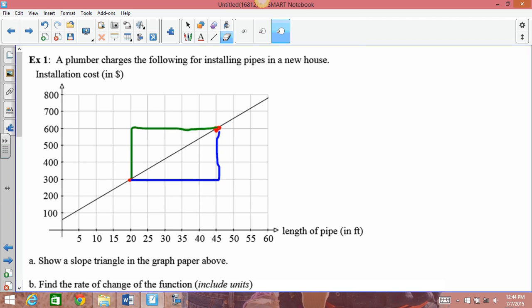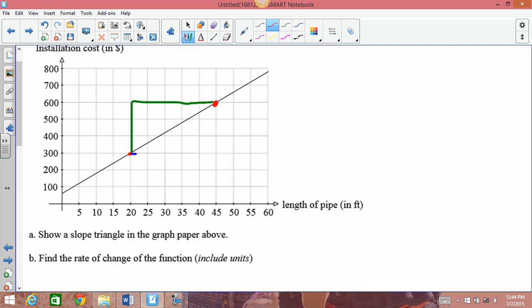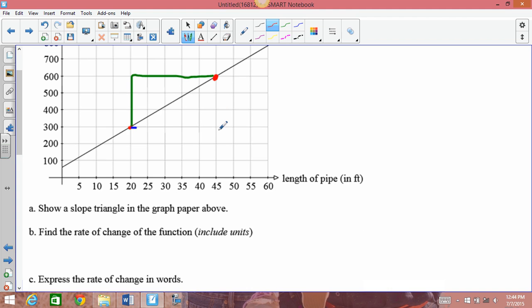I'm going to go in and erase that bottom one just so that I don't have so much going on in my graph. All right, so that's what I mean by drawing a slope triangle. Now part B wants the rate of change. So rate of change is rise over run. You should be following that from the previous page.